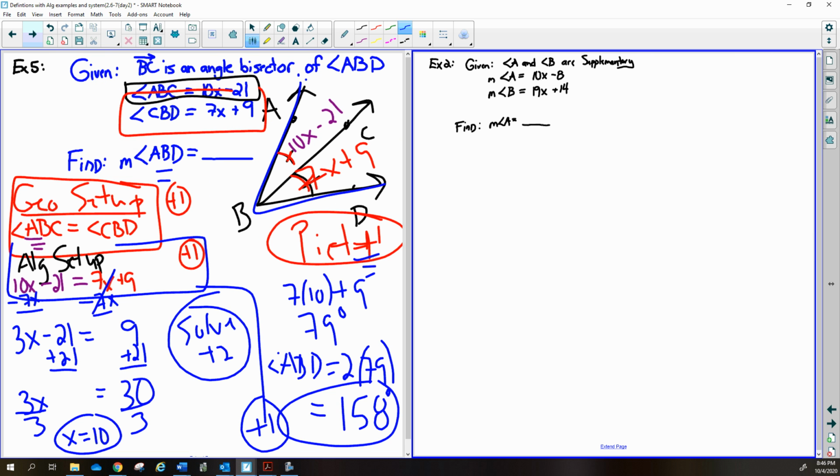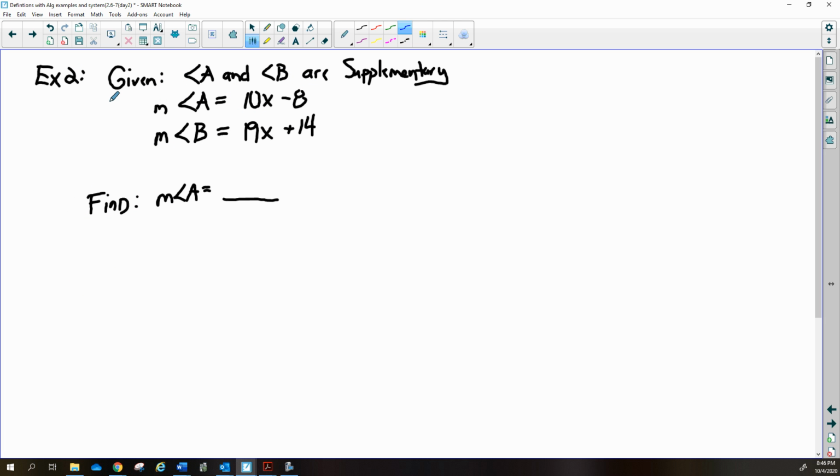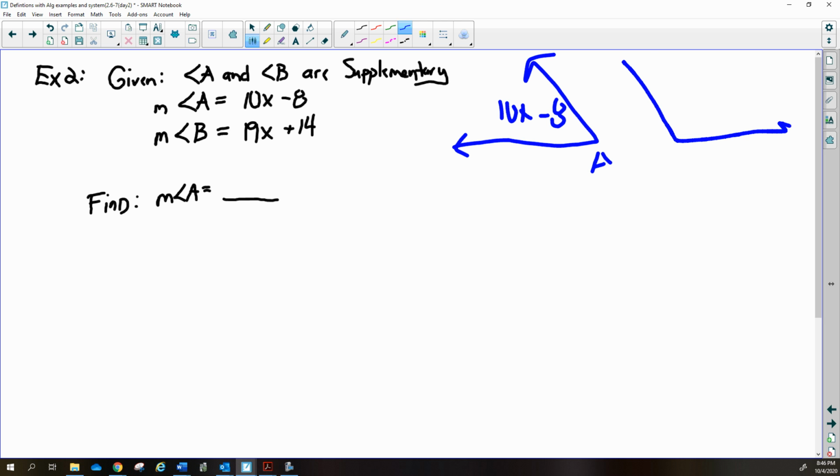All right, last one that I have here. On this last one, you're going to again need to know the terminologies before you even go about solving it. If I had an angle right over here, let's say angle A, and it's not drawn very well, but there you go, angle A is 10x minus 8. And I draw another angle right over here, angle B. Angle B is 19x plus 14.